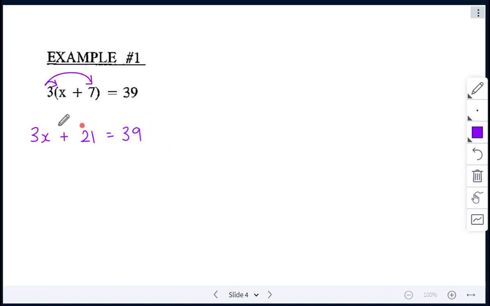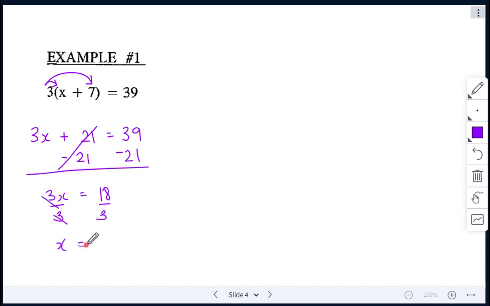Now this looks like a type 2 equation. The first thing we're going to do is subtract 21 from both sides. Now we have 3x is equal to 39 minus 21, which is 18. Then we divide both sides by 3, which leaves me with x is equal to 6.